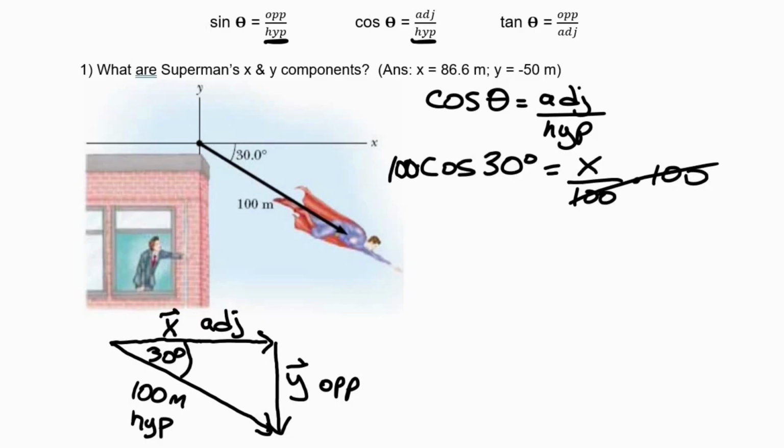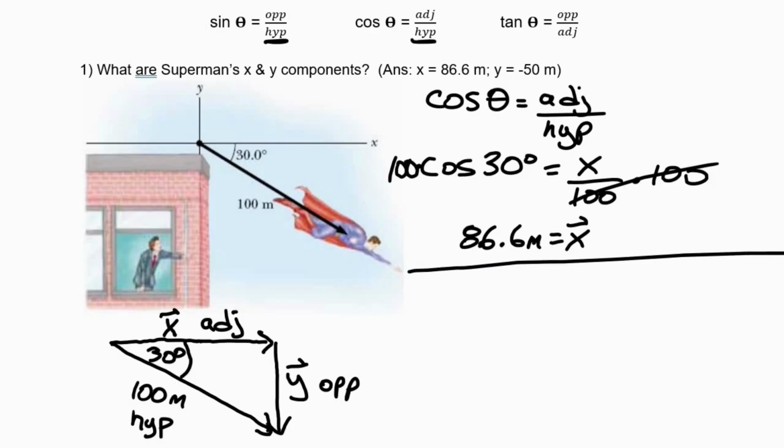So plug that in the calculator, make sure that you're in degree mode, not radian mode, and hopefully you'll be able to get the answer of x is equal to 86.6, and the units we're dealing with are meters. So that's how far he's traveling in the x direction. And we can even further specify this: he's moving 86.6 meters to the right, but because it's a positive value, that is our indication that he is moving to the right as opposed to the left.